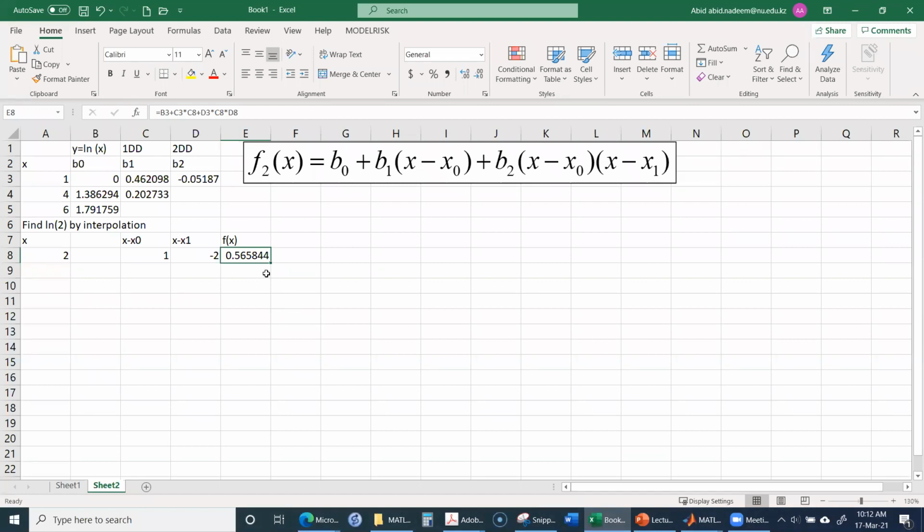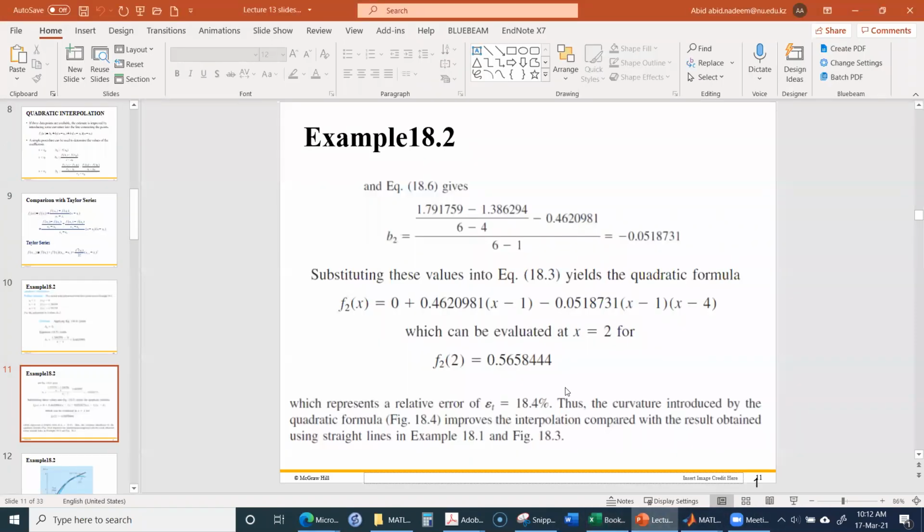So this is how we can apply the divided difference approach in Microsoft Excel. Is it clear? Yes. All right. So this was the divided difference. In this case, the percentage relative error is 18.4%. Okay. In the earlier case, it was more.